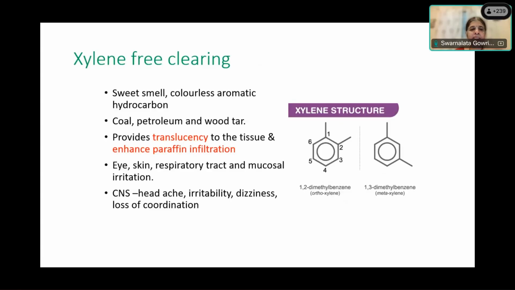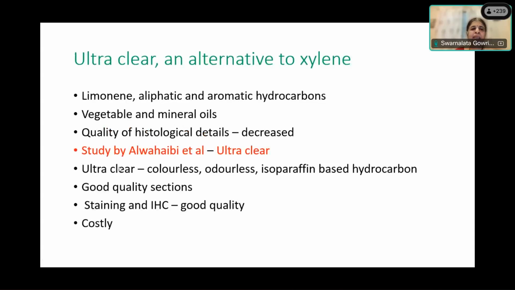Xylene, again, because it is toxic, it's an irritant to our skin, respiratory tract, and if exposed long enough, you can get headache and so on. So there are alternatives to xylene. This is something called ultra clear, which has been developed from vegetable and mineral oils. Again, it's found to be suitable for very small, narrow tissues, like true cut biopsies, and it gives good quality sections. Staining is good, but for larger tissue, it's not as good as xylene, besides which it is quite expensive.